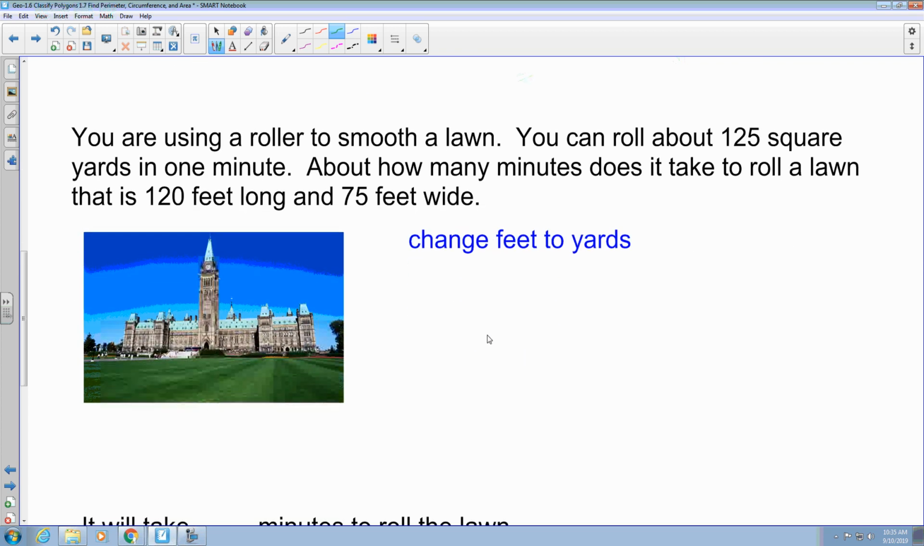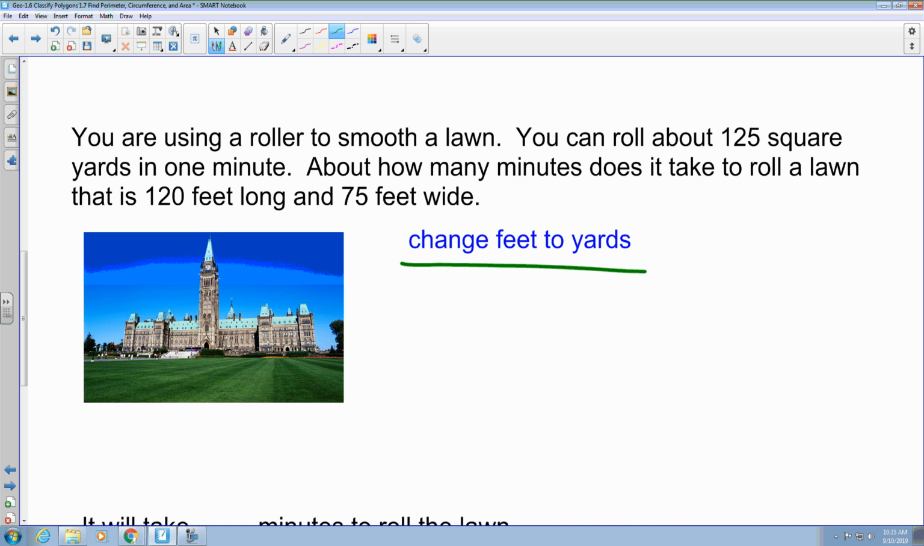All right, so here it says you are using a roller to smooth a lawn. You can roll about 25 square yards in 1 minute. About how many minutes does it take to roll a lawn that is 120 feet long and 75 feet wide? So first off, we have a hint here because we have two different units of measure. We have to change feet into yards.